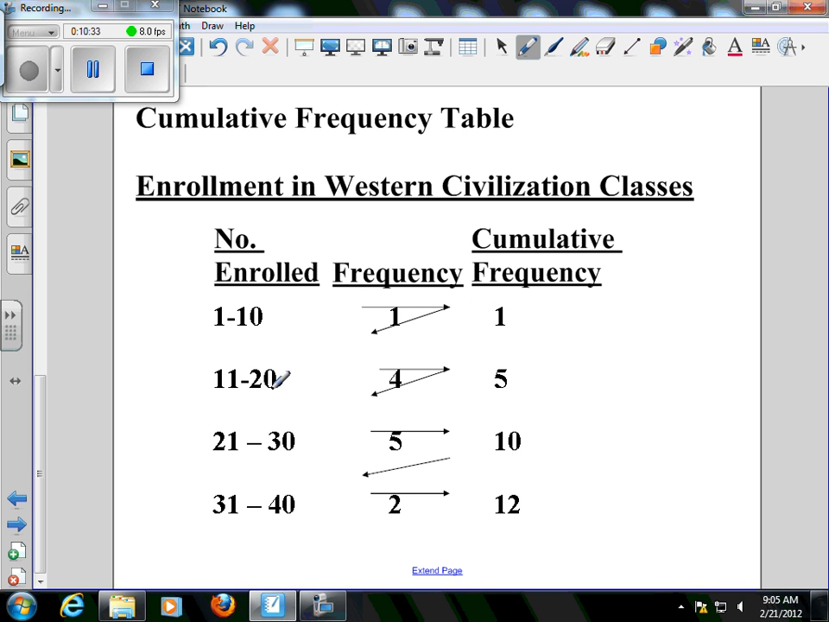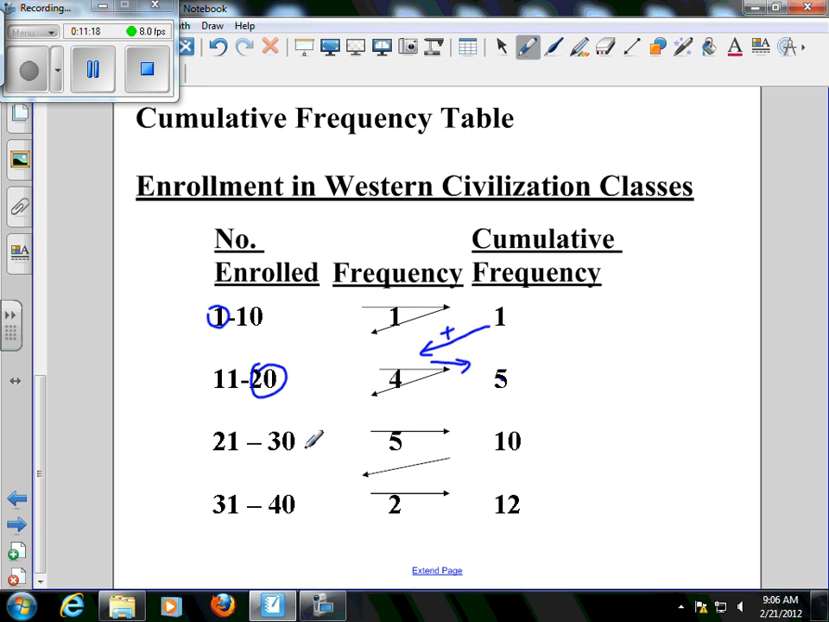If our number enrolled was between 11 and 20, we had 4. So basically, what we're going to do is take the previous number and add it. So 1 plus 4 gives us 5. And actually, I should draw this arrow instead of doing it this way. I should go this way. This is what I'm trying to do with these arrows I've drawn in. 1 plus 4 gives me 5. Okay, so if you wanted to know what that really meant, you could say, oh, well, there were 5 classes that had enrollment between 1 and 20. Okay, so now let's go on to the next category.